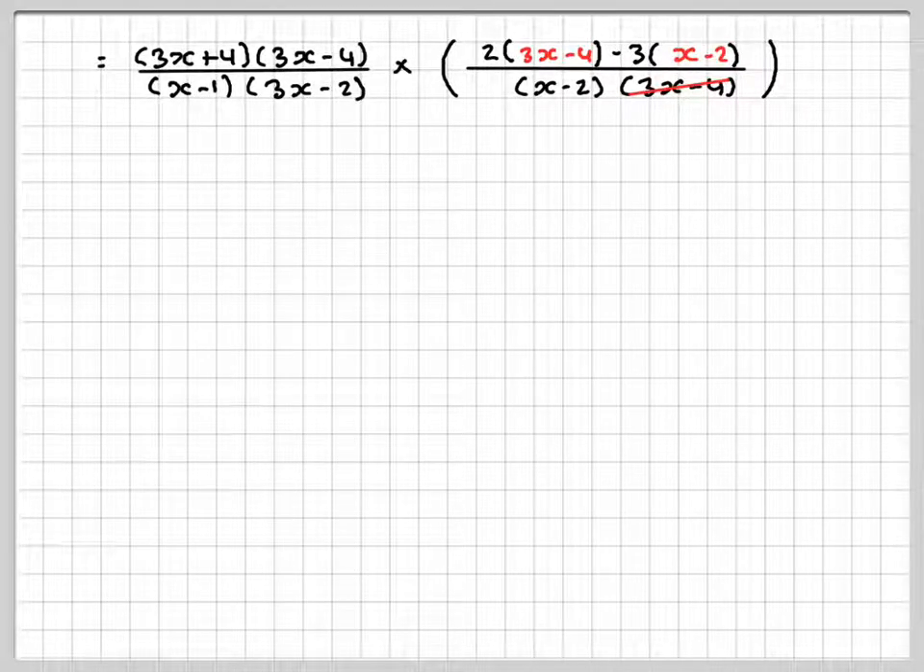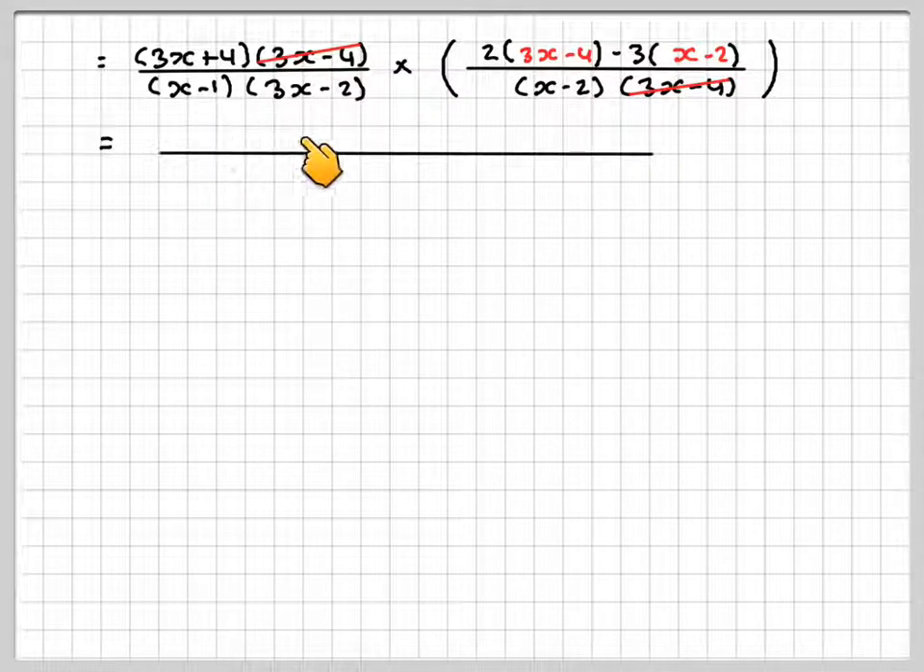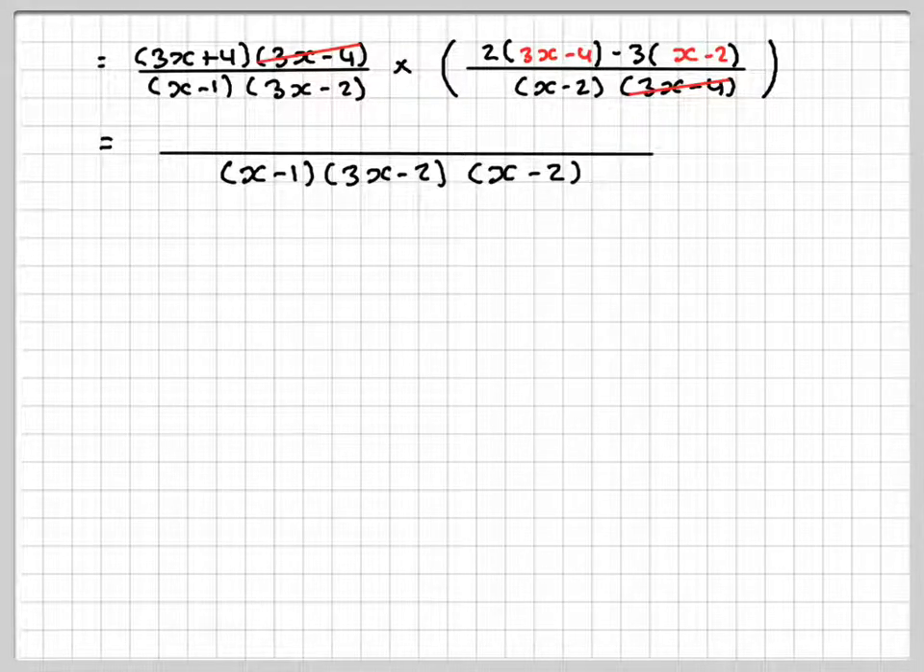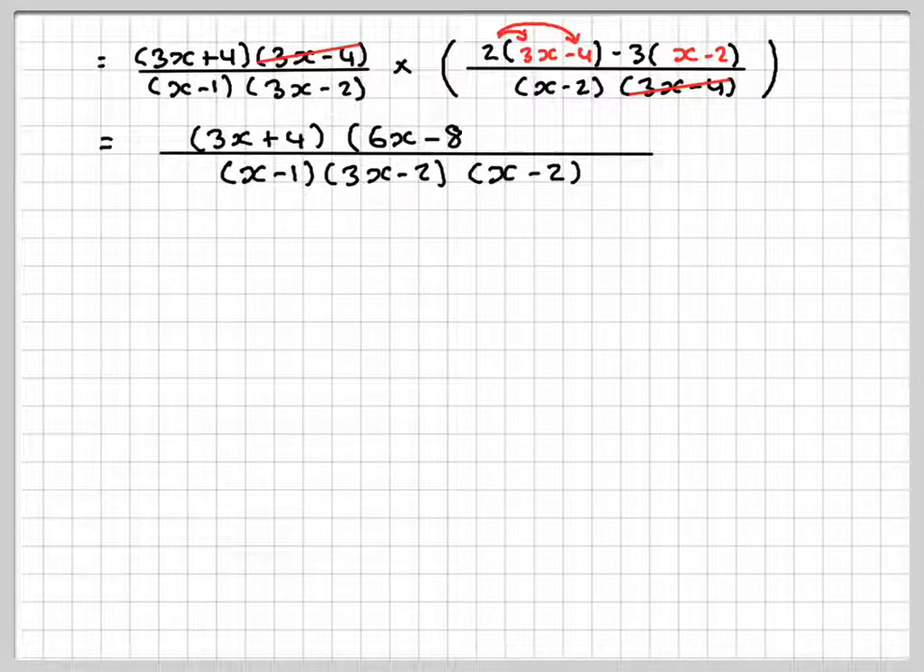Right. We will see now, because we've got multiplication, that will cancel with that. So we're now left with a common denominator of x minus 1, 3x minus 2, and x minus 2. And then here we've got 3x plus 4, and we now have to work out this numerator. So we've got 2 times 3x, which is 6x, 2 times 4, which is minus 8, minus 3x, plus 6.